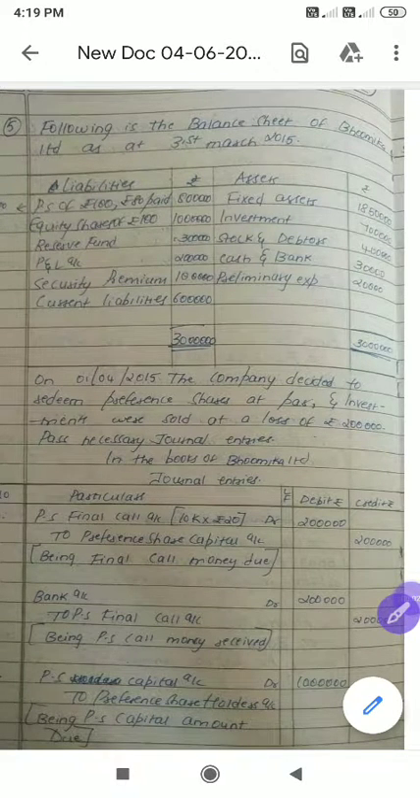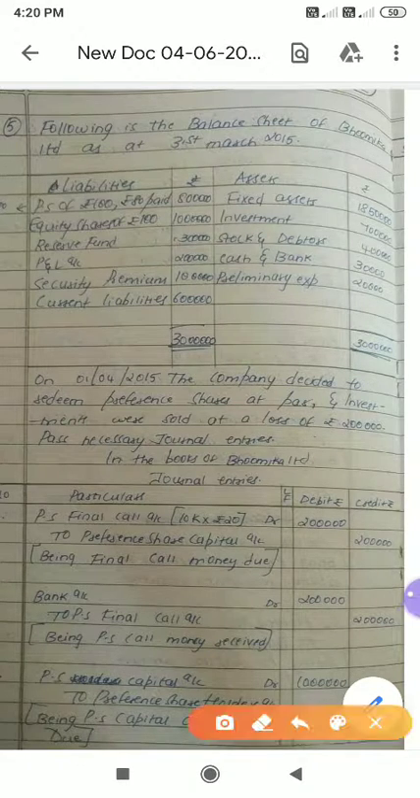Hello everyone. So in this video we will discuss question number 5. Following is the balance sheet of Bhumika Limited as at 31st March 2015. So they have given liabilities rupees, assets rupees.